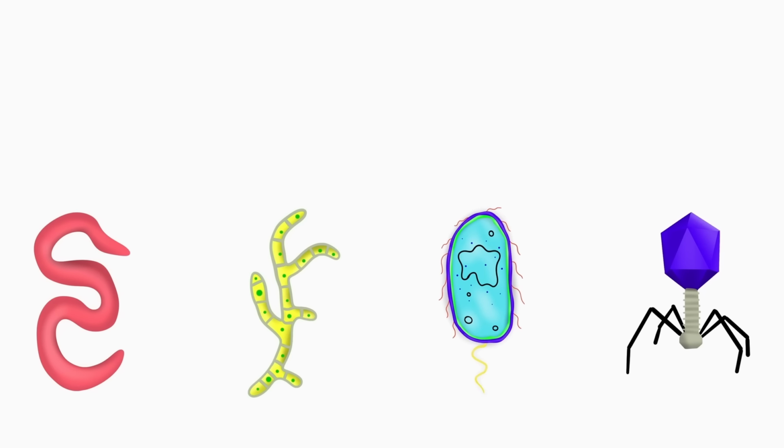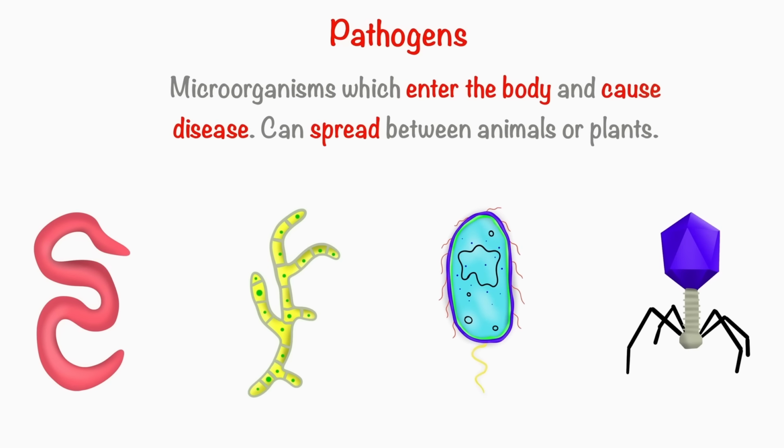Disease causing microorganisms, known as pathogens, invade the body and trigger illness. These microscopic invaders come in four main categories: bacteria, viruses, protists, and fungi. Each operates differently when causing sickness.